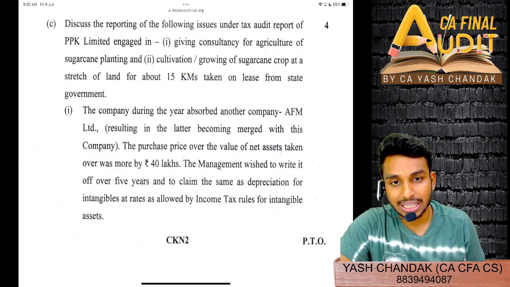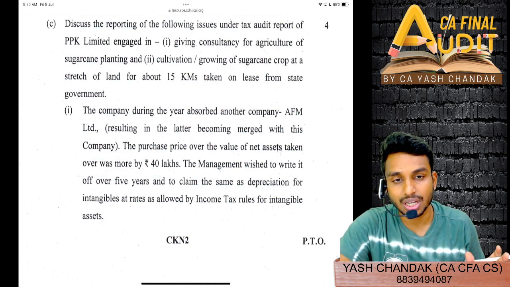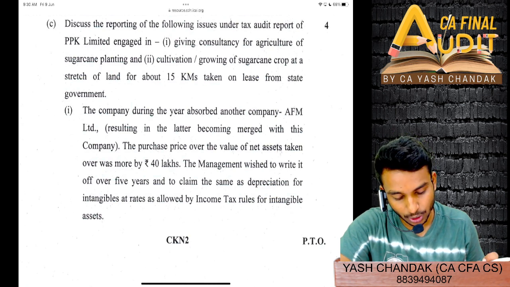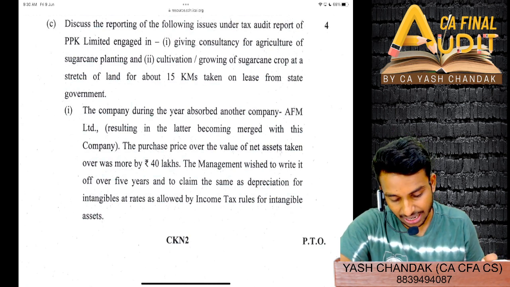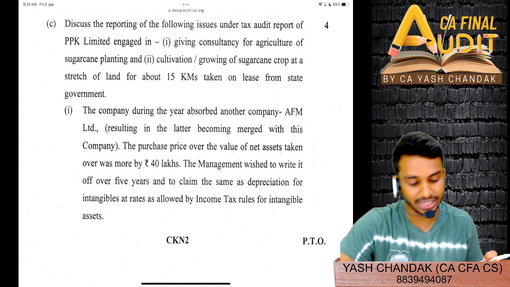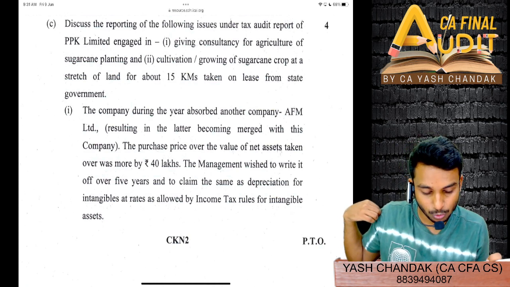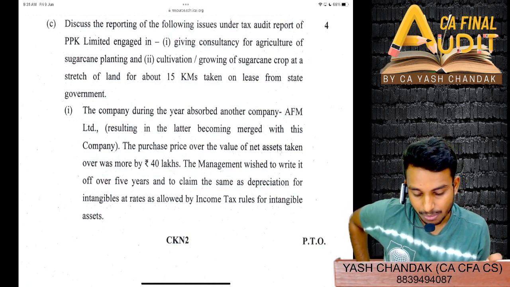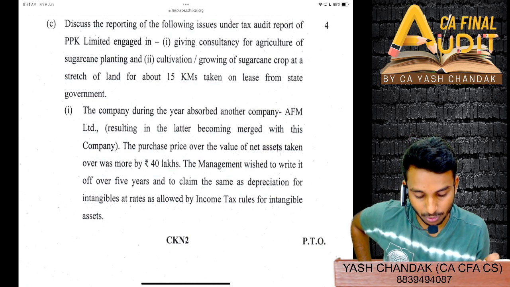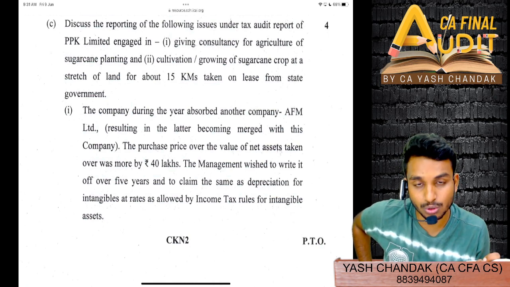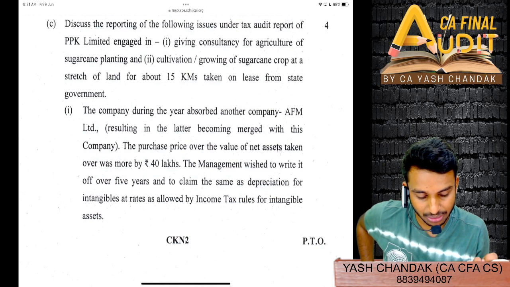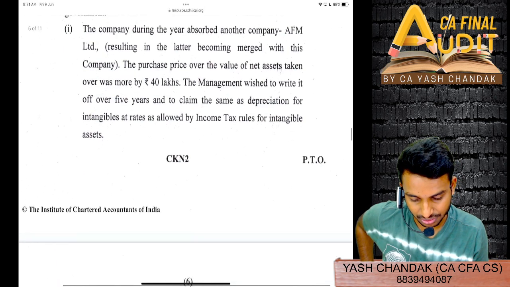So now you have to apply the income tax knowledge. This company during the year absorbed another company, AFM Limited, resulting in the latter becoming merged with this company. The purchase price over the value of the net assets. That means what here? Goodwill: the purchase price over and above the net assets taken over was more by rupees 40 lakhs. Goodwill is 40 lakhs. The management wished to write this goodwill off in 5 years to claim the same as depreciation for intangibles at rates as allowed by income tax rules for intangible assets.